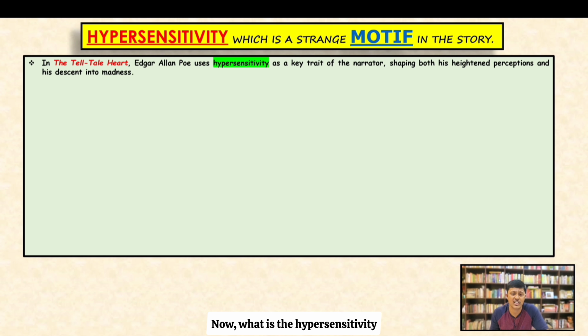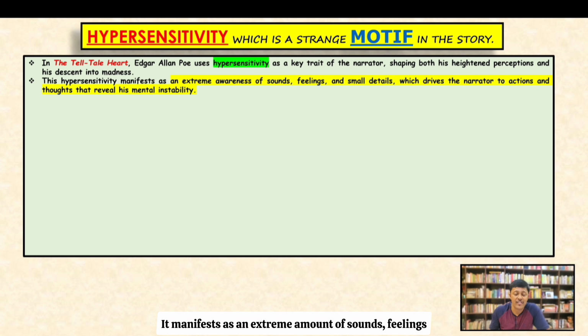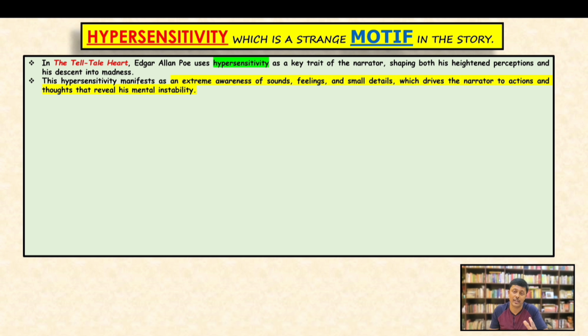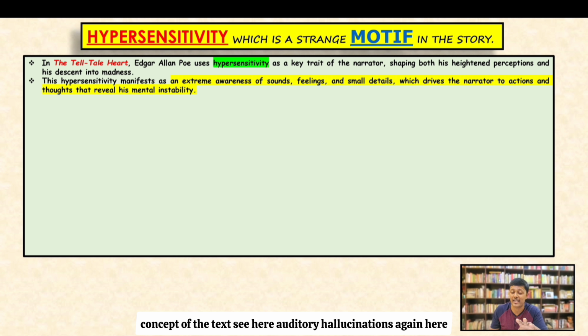Now, what is hypersensitivity? It is a trait of the narrator shaping both his heightened perceptions and his descent into madness. It manifests as an extreme awareness of sounds, feelings, and small details, which drives the narrator to actions and thoughts that reveal his mental instability. As I have said, there are four things that you need to remember to understand every concept of the text. See here, auditory hallucinations again.